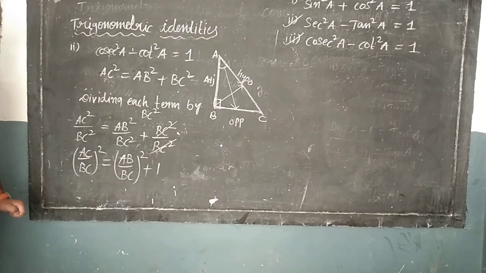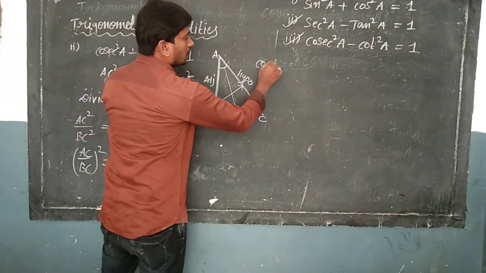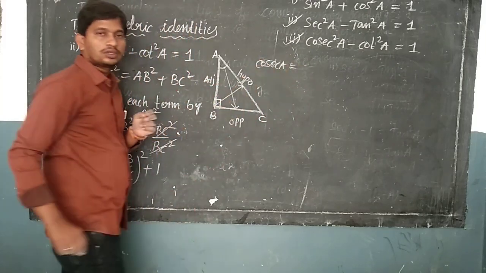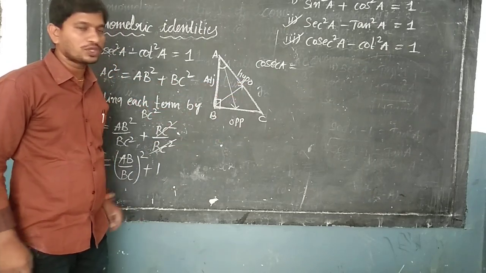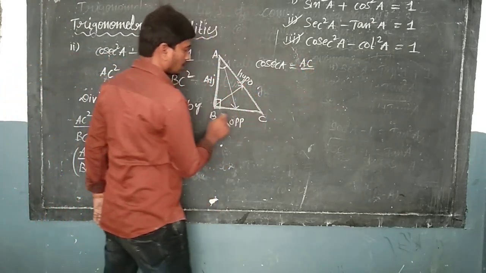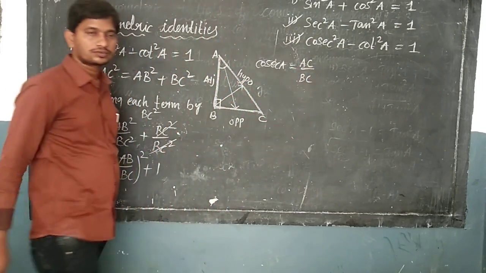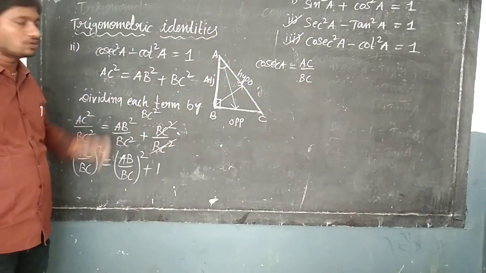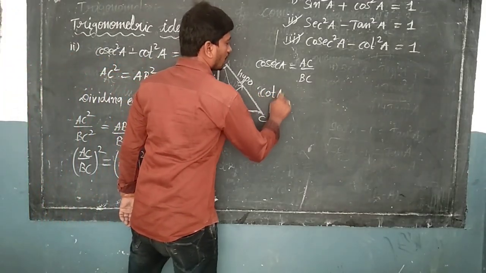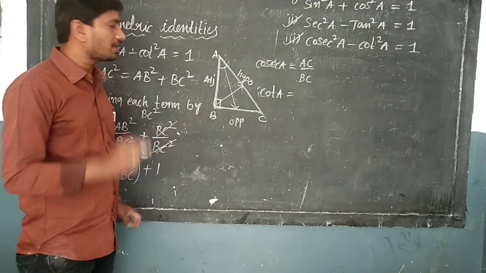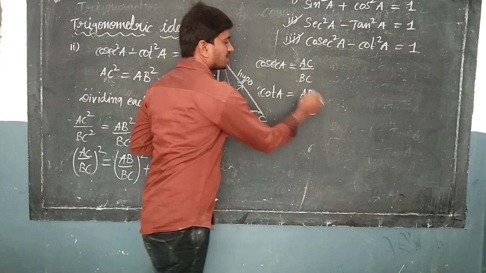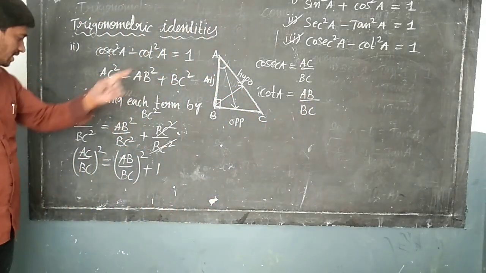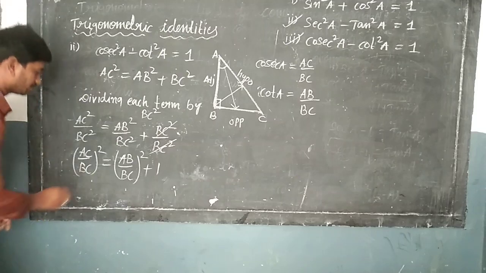Okay. Now what is the trigonometric ratio? What is cosec A ratio? Cosec is nothing but hypotenuse side by opposite. Hypotenuse is AC, opposite is BC. What is the cot ratio? Cot is nothing but adjacent by opposite. Adjacent side is AB and opposite side is BC. So AC by BC is nothing but cosec A.